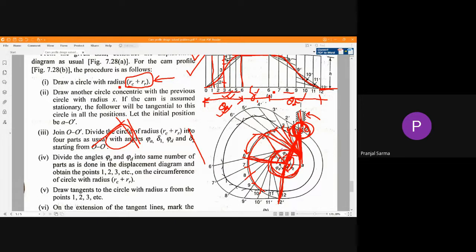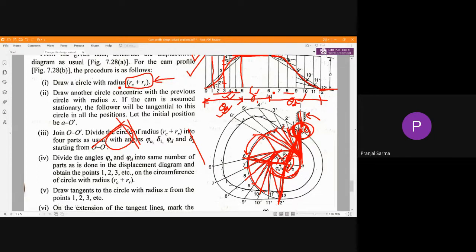Next, once again from this side, for those divisions we have to draw tangents. So from here this is a tangent, tangent, tangent, tangent, tangent, tangent, and this is the tangent. Once again, this is over. The return stroke is over, so for the next dwell we don't have to make any tangent.